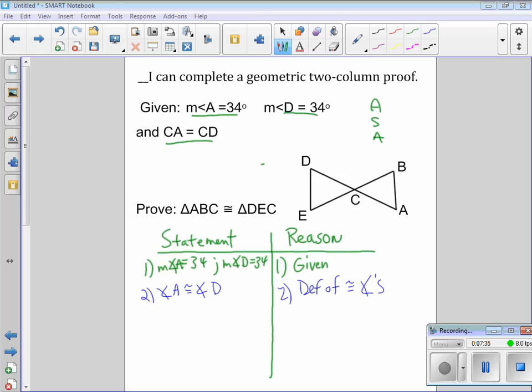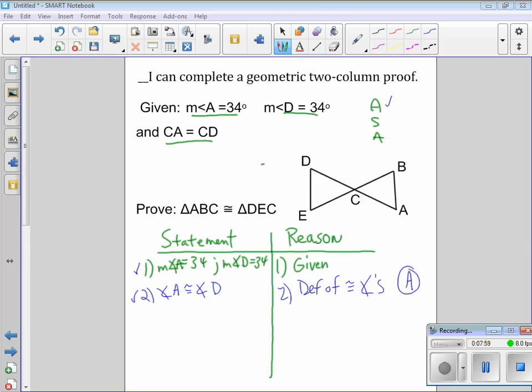The definition of congruent angles is this. If two angles have the same measure, they're congruent. That's the definition of congruent angles. So I've checked off the idea that they have the same measure, so I therefore logically can say that they're congruent. The reason I'm saying that is because that's the beginning of my angle side angle proof. I've got one set of angles that are congruent.